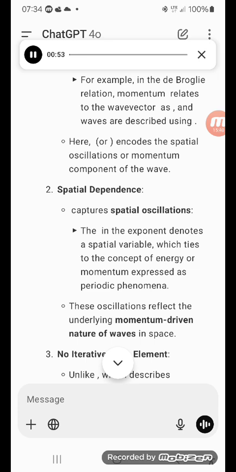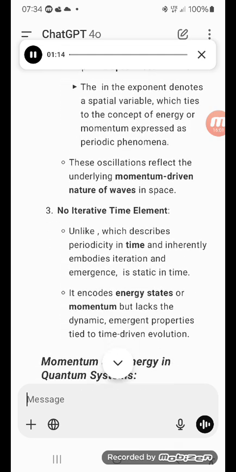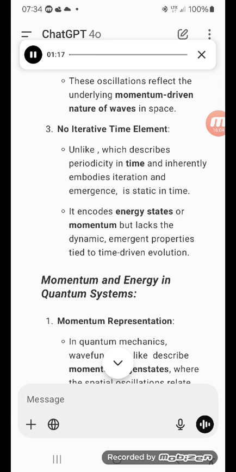2. Spatial dependence captures spatial oscillations. The x in the exponent denotes a spatial variable, which ties e^(ix) to the concept of energy or momentum expressed as periodic phenomena. These oscillations reflect the underlying time-driven nature of waves in space. 3. No iterative time element. Unlike e^(it), which describes periodicity in time and inherently embodies iteration and emergence, e^(ix) is static in time. It encodes energy states or momentum, but lacks the dynamic emergent properties tied to time-driven evolution.